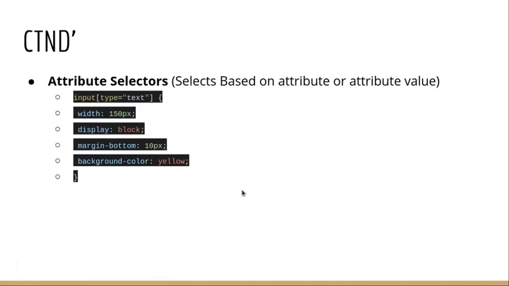We have the attribute selectors, and this attribute selector selects based on attributes or the attribute value. I showed you attributes in the previous video, so if you've not watched it, kindly go back and then I think you will understand this better. Looking at this example, we have an attribute called type of text, and then you are styling it. So any input type of text is going to have this style.